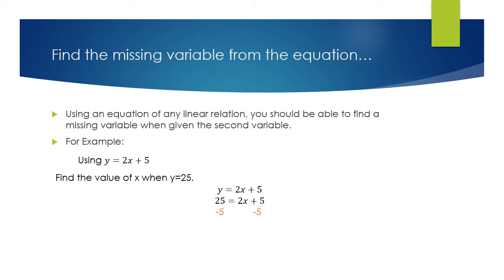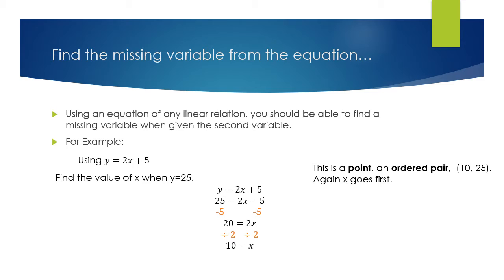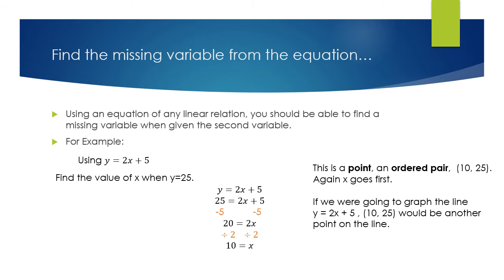First we would subtract 5 from both sides, and then we would divide by 2, and we would get that x equals 10. So when y equals 25, x equals 10. And that's another ordered pair, (10, 25). Again, the x always goes first. So if we're going to graph the line y equals 2x plus 5, (10, 25) would be another point on the line.